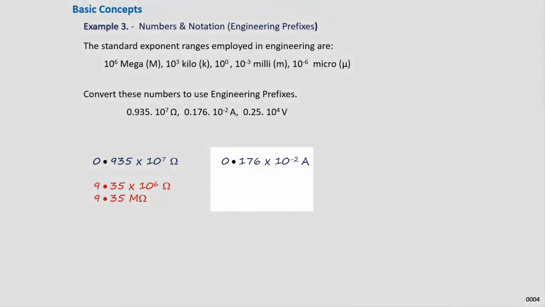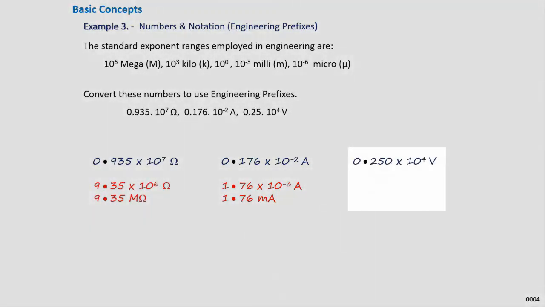The second number, 0.176 times 10 to the power minus 2, becomes 1.76 times 10 to the power minus 3, or 1.76 milliamps. Finally, the last number, 0.250 times 10 to the power 4, becomes 2.50 times 10 to the power 3, or 2.50 kilovolts.